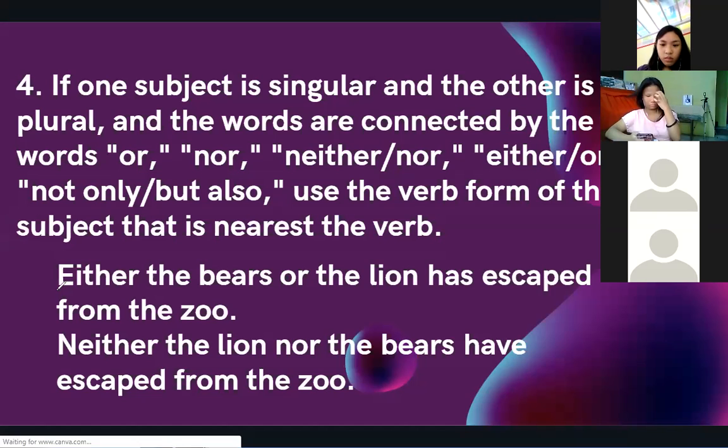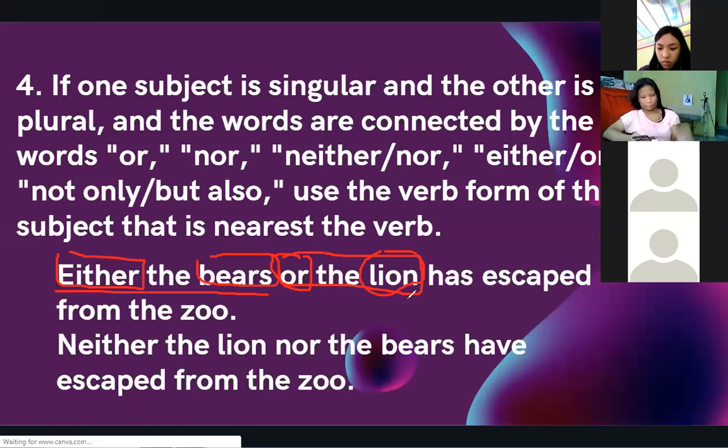either the bears, dalawa yung subject natin, isa introduced by the word either, or the lion, introduced by this word or. Ang sabi, kung alin ang, di ba si bear, plural, si lion, singular. Ngayon, anong tense ang gagamitin ng verb? Sabi sa rule, nearest to the verb. Lion or bears? Siyempre, lion. So if the lion is singular, then their verb here should be in singular. Kaya ang sagot natin ay has.